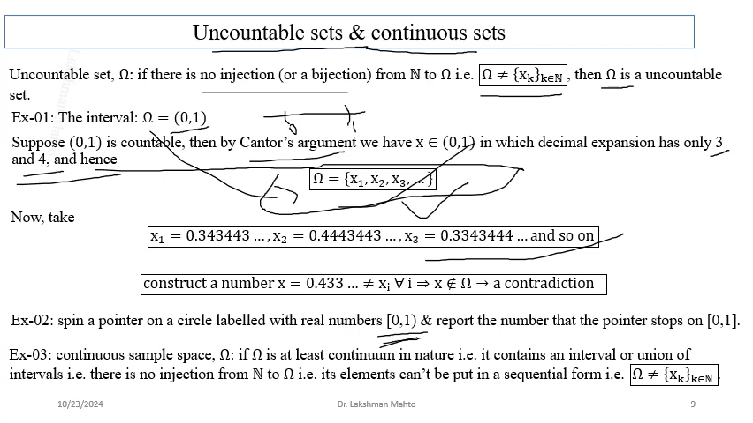Another continuous sample space: what is the meaning of a continuous sample space? That means omega is at least continuum in nature. What does it mean? It means it contains an interval or a union of intervals. What I am trying to conclude for a continuous sample space is that you have failed to find any bijection or injection map from the set of natural numbers to omega. That means you can't express omega in terms of a single sequence. All these are talking about the same kind of sample space, a continuous sample space. It means a continuum of points, a collection of continuum points.